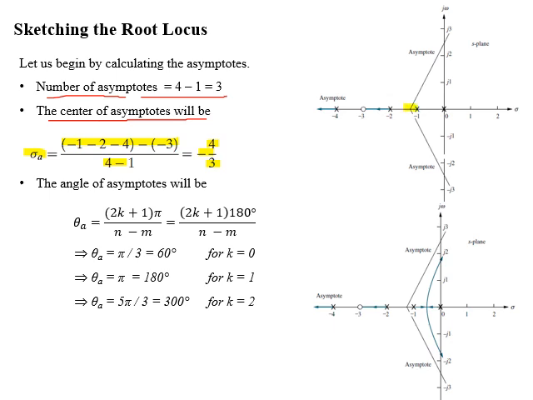Now the angle of asymptotes on the real axis will be equal to odd multiple of pi divided by n minus m, or odd multiples of 180 degrees divided by the number of asymptotes.